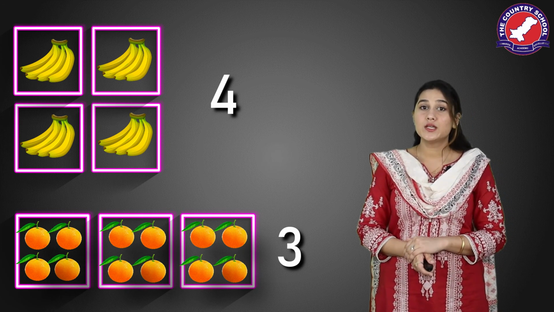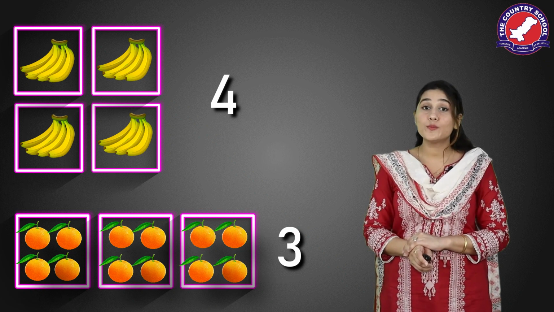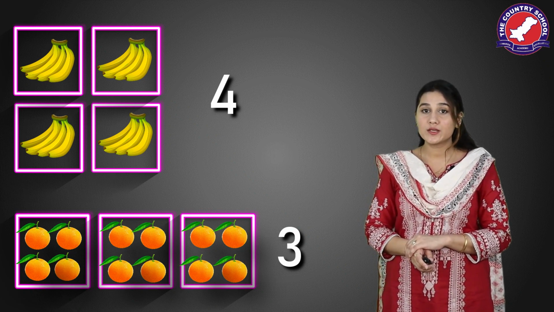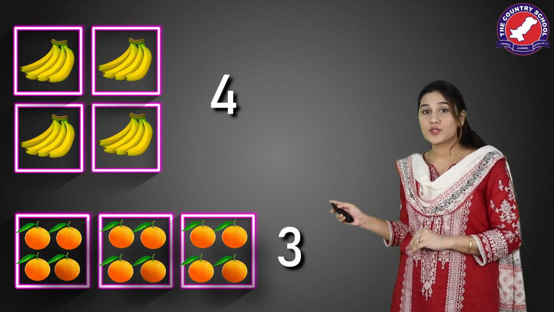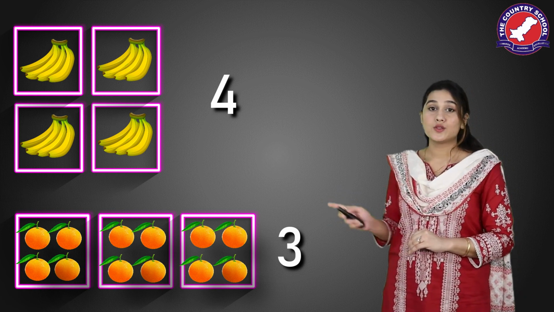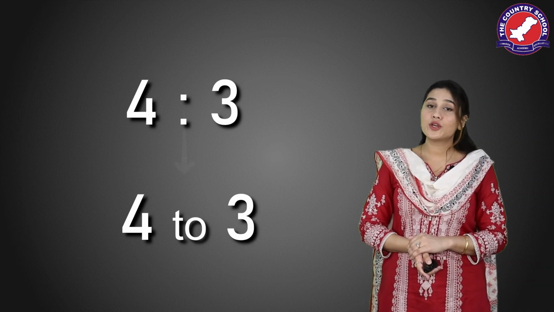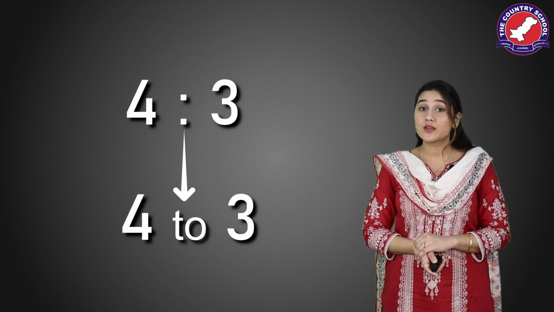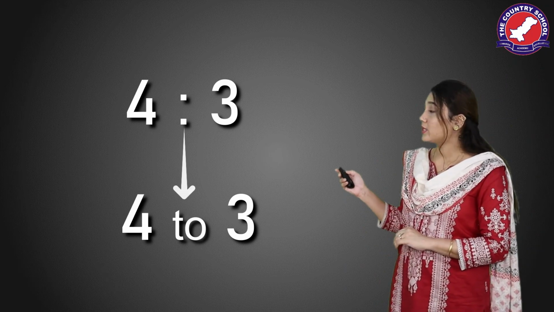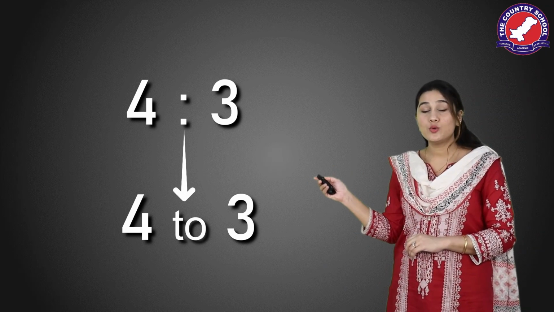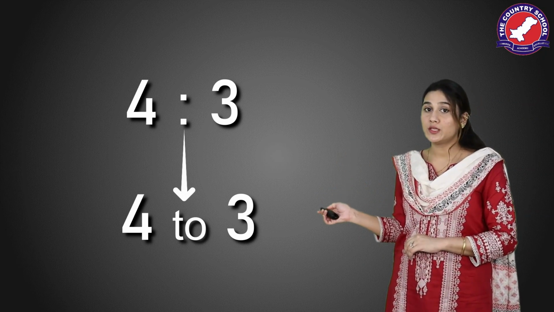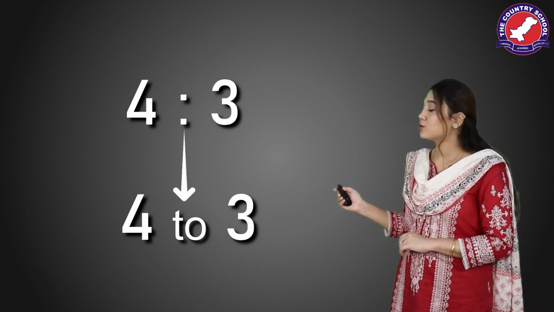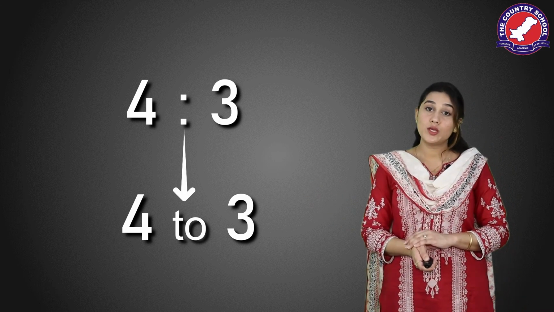oranges. When we divide the bananas and oranges in groups of 4 items, what do we get? We get 4 groups of bananas. And how many groups of oranges? 3. So, now the ratio is 4 ratio 3 or 4 to 3. How did we get there? You can see that we divided 16 by 4 and we divided 12 by 4 again. So, we got 4 ratio 3 or 4 to 3.